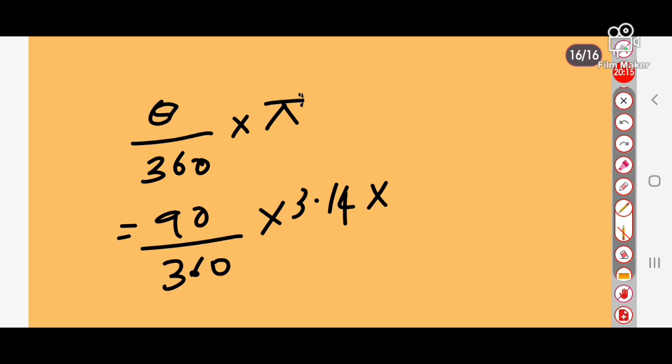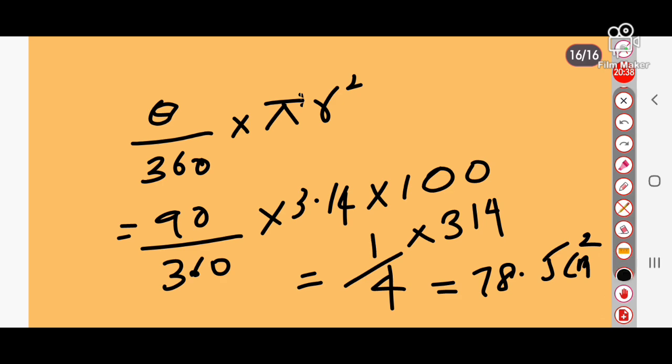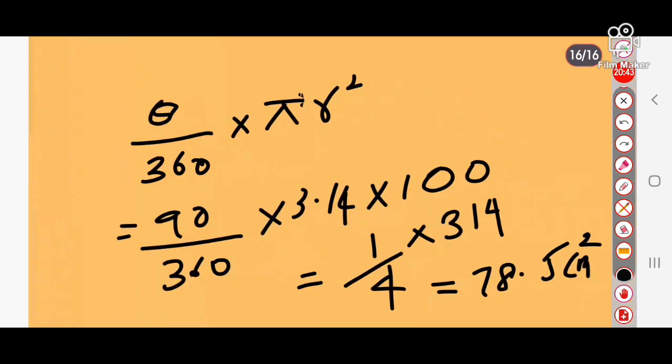It is pi r square. 10 square is nothing but 100. So upon multiplying this, 90 by 360 is nothing but 1 by 4 into 314. So that gives you the value 78.5. This is the area of sector OAPB, the entire sector, which is 78.5.